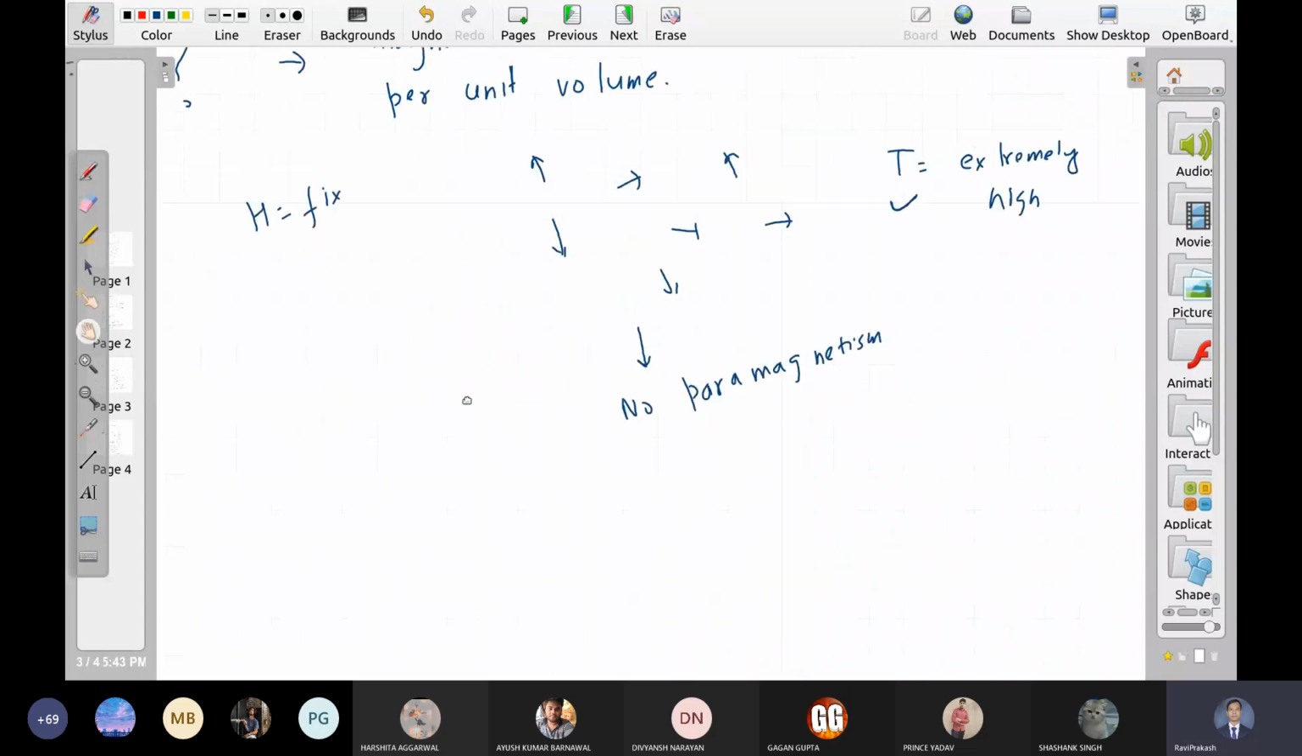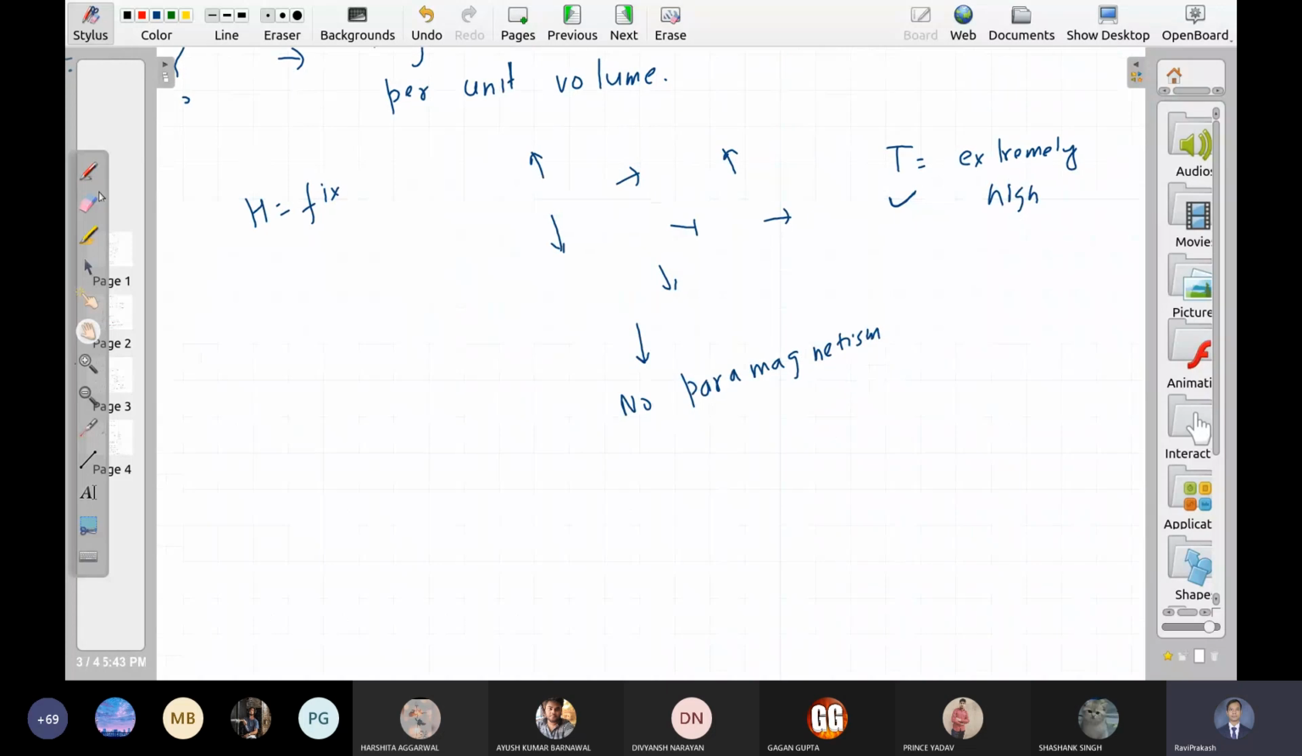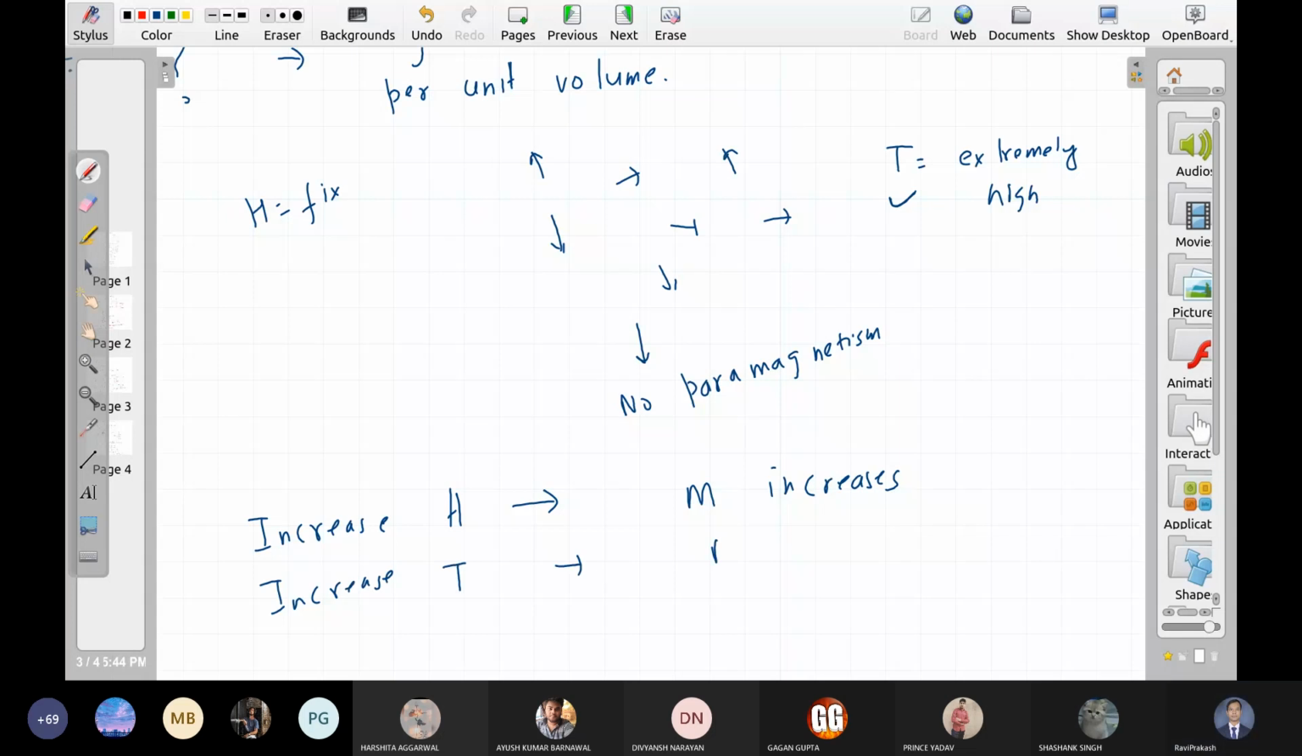So what we experimentally observe is that if I increase H, M increases. If I increase T, M decreases. So here susceptibility follows the magnetic field, but at the same time it is also affected by the temperature.